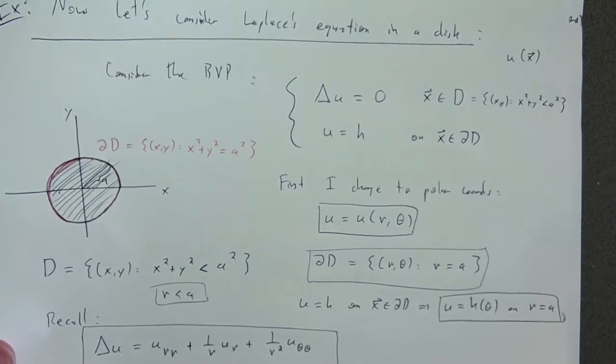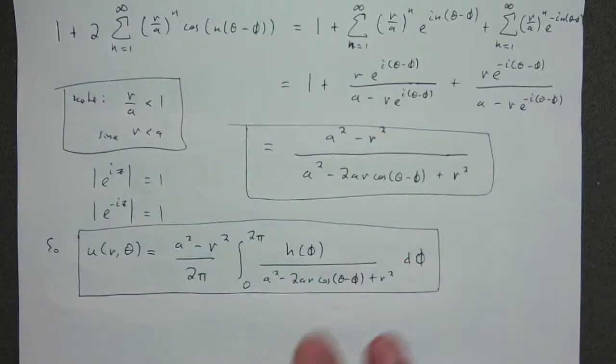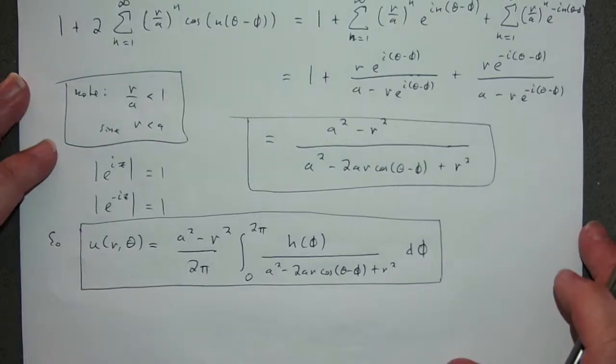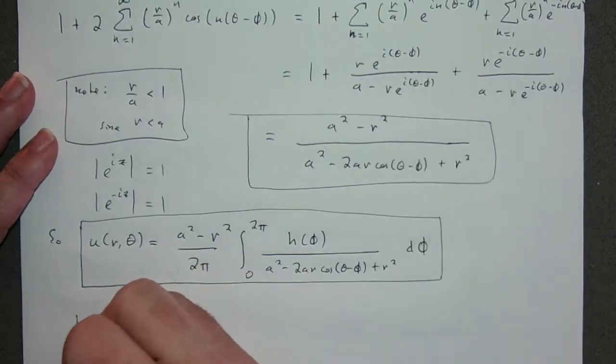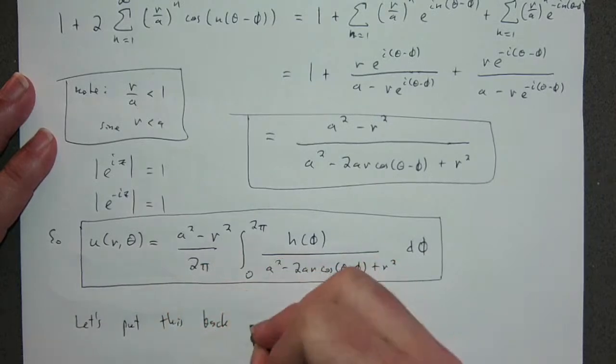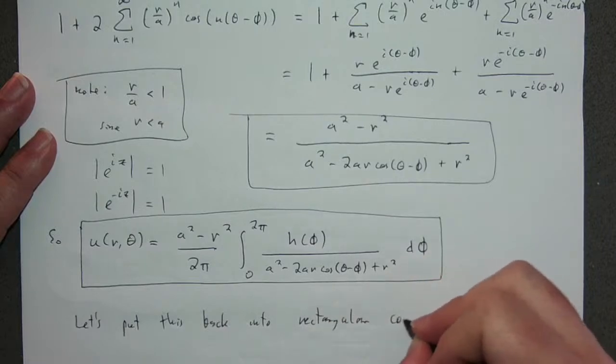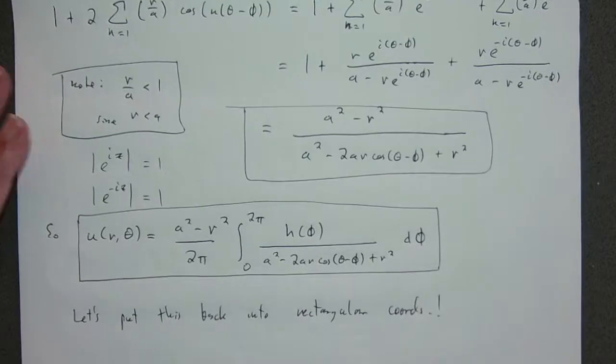But now I have an answer in terms of those polar coordinates. That's fine. But what about switching back to rectangular coordinates? How does this look in rectangular coordinates? So to see that, I'm going to have to do a little bit of geometry here. So let's put this back into rectangular coordinates. So to do that, let's draw a little picture.